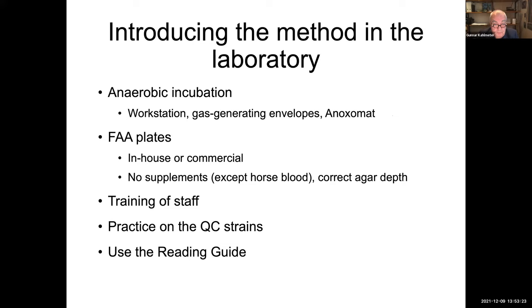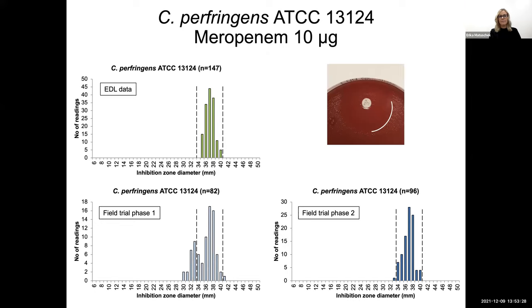I think looking at these slides is really important. It shows you that, first of all, a lot of work was put into defining the QC ranges. You can see that the EDL used 147 determinations to produce that graph. And then a lot of work was put into the field phase one trial from labs that weren't very experienced. And then a lot of work was put into telling them what was probably wrong and how to get it right. And then we can show that they actually managed to get it right.